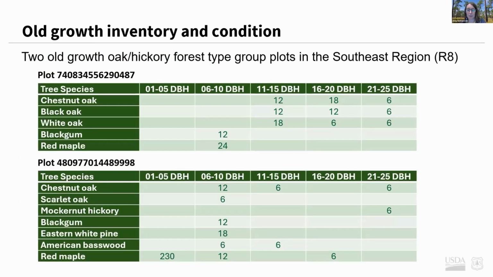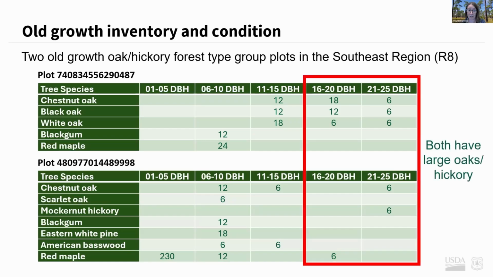So this is an example of two plots directly from the old growth inventory in the southern region on the same forest. They're two old growth hickory forest type plots. And both of these were classified as old growth based on the Region 8 old growth criteria. And you can see that it was likely due in large part to the presence of large oaks, though there were obviously other criteria that classified this as an old growth system.